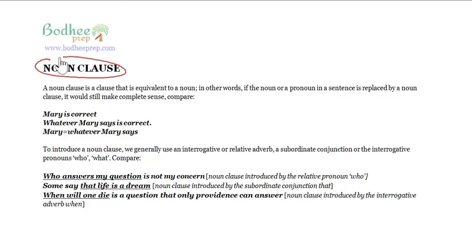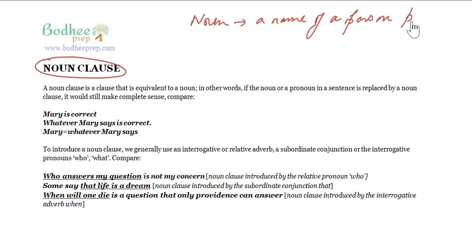Read this on noun clause now. It says a noun clause is a clause that is equivalent to a noun. So we know that a noun could be a name, right, of a person, place, right, or thing. Some very rudimentary definition of a noun, right? A noun could be a name of a person, place, thing, whatever it might be, right?